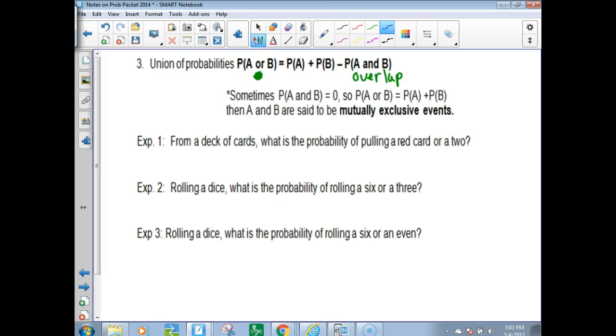Okay, so how many red cards are there out of 52? How many 2s are there out of 52? 4 out of 52. But wait a minute, how many of those are red 2s? So you would have to take away the overlap. That's what that means. Okay, so there's another way to do it.